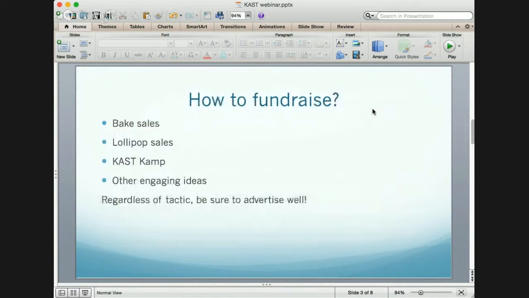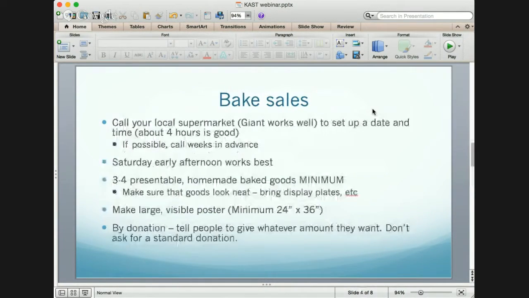Okay, so now we're on the slide on how to fundraise. Grace and I will both discuss bake sales. Grace will have a little bit more about lollipop sales, and then we'll go through the rest together. So one more slide down. Okay, bake sales.